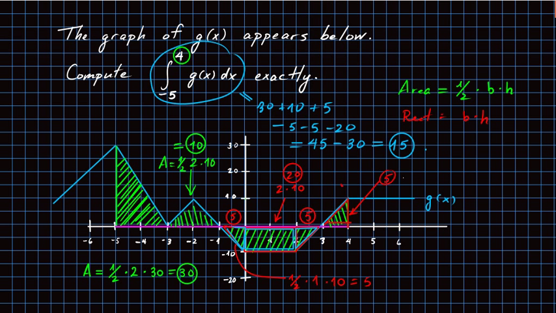Okay, so that's going to be the value of the definite integral from -5 to 4 of this function g.